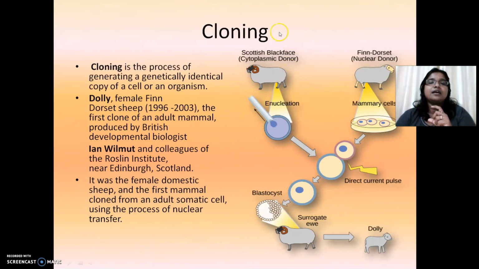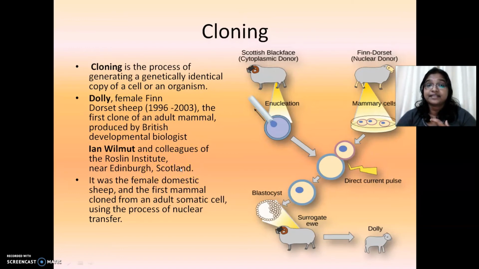Now we are moving to the last topic of the lesson, and that is cloning. Cloning is a process of asexual reproduction where a genetically identical copy of a cell or an organism is formed. Yes, the first cloned individual was a sheep. We called it Dolly, and it was formed from two sheep, one Scottish Blackface, another Finn Dorset. This was done by the scientist Ian Wilmut and his colleagues in Edinburgh, Scotland.